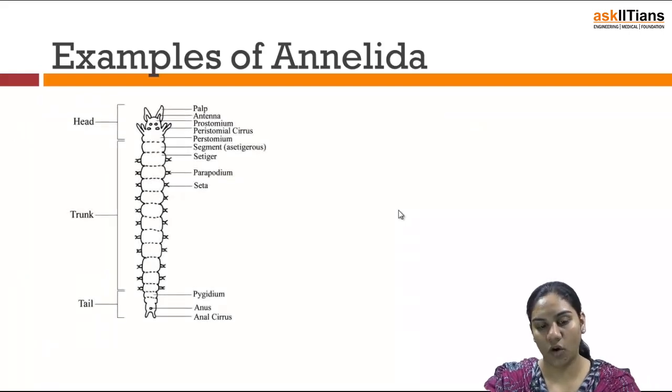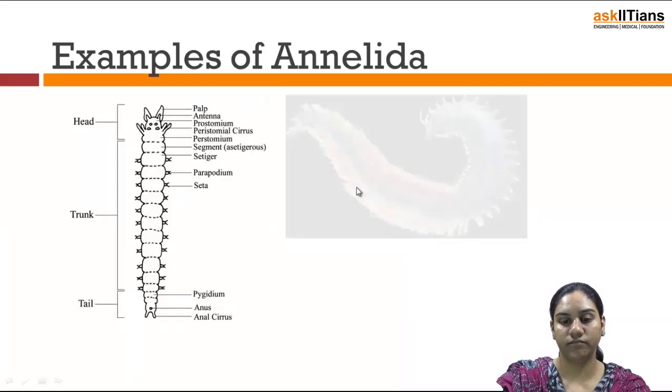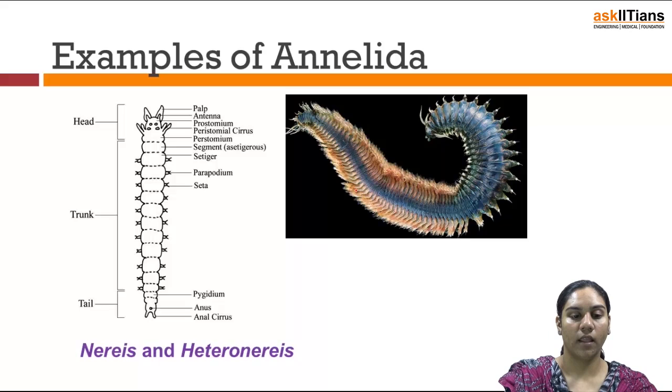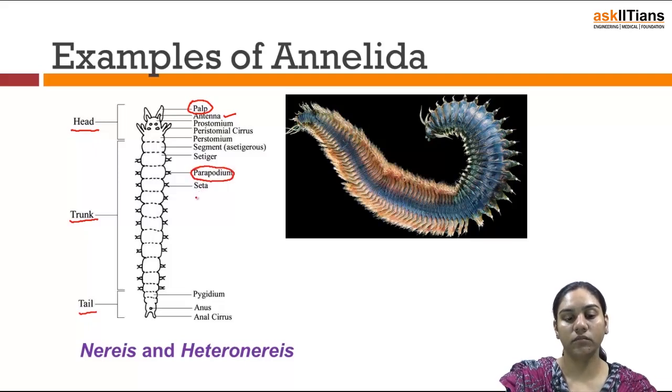Here is the diagram of Nereis and heteronereis. In this diagram you can see the head region. The body is divided into head, trunk and tail region. Palps are present, which are sensory in nature. Antenna is present. And you can also see parapodia present all over the body, which have chitinous setae.